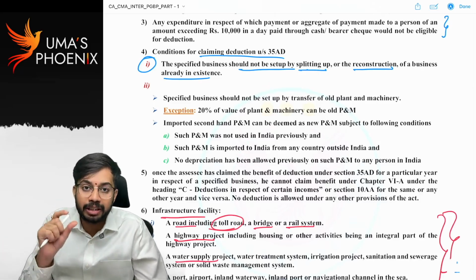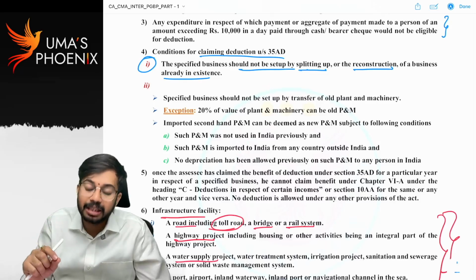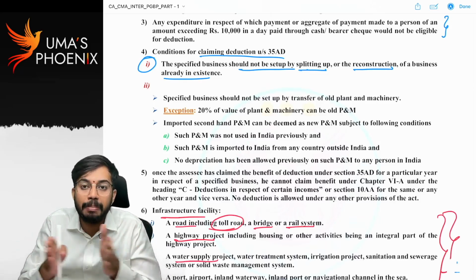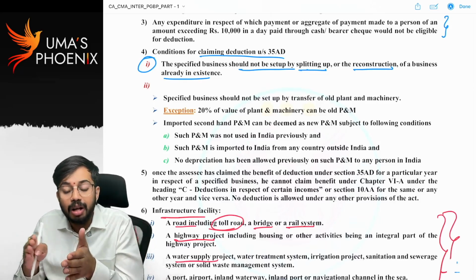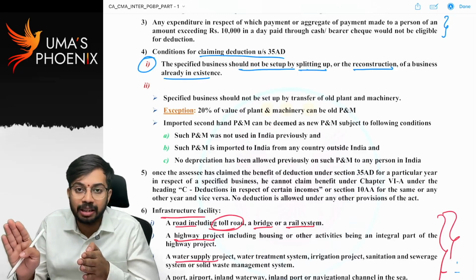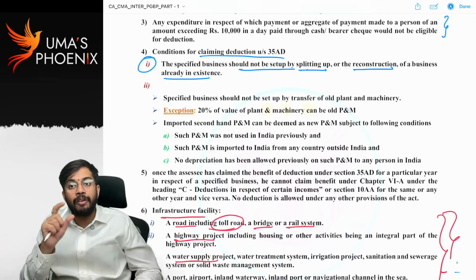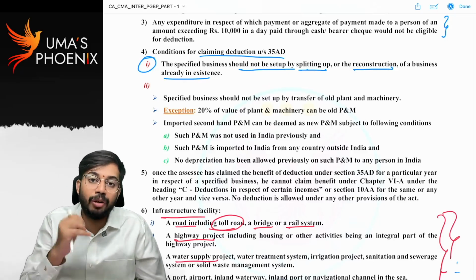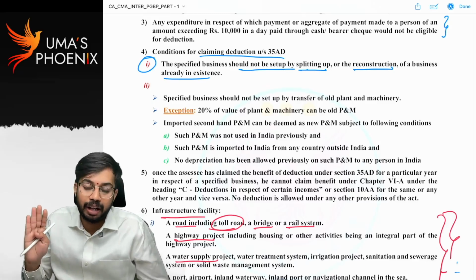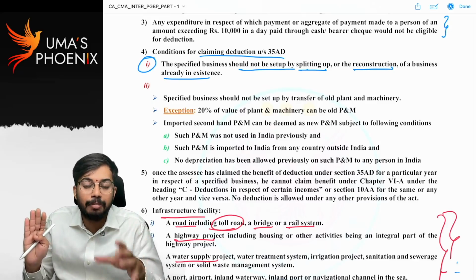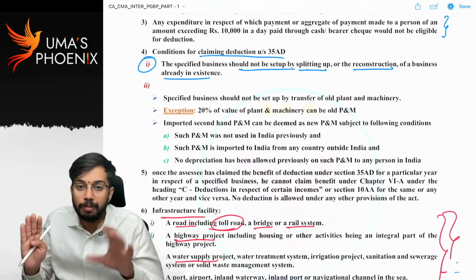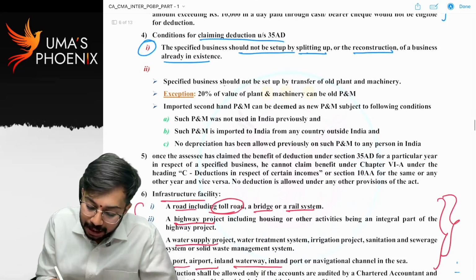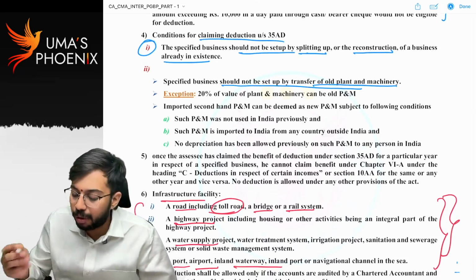If you want to claim deduction under section 35 AD for specified business, it should be a new business, it should not be set up by way of splitting up. Let's say demerger happened, okay, one entity came out, that entity is not eligible for deduction under section 35 AD. Are you able to understand? Only after the specified date, if a new specified business is started, then only it is eligible for deduction under section 35 AD. Already existing business by way of amalgamation or demerger, if any new business is formed, that is not eligible for deduction. Next, specified business should not be set up by transfer of old plant and machinery.